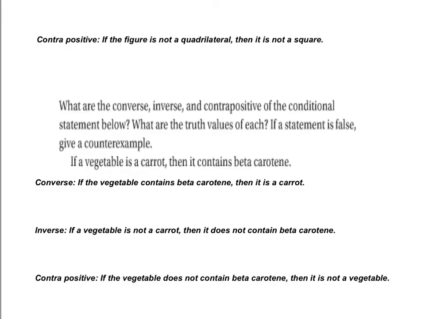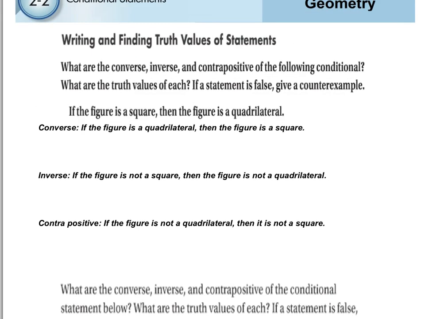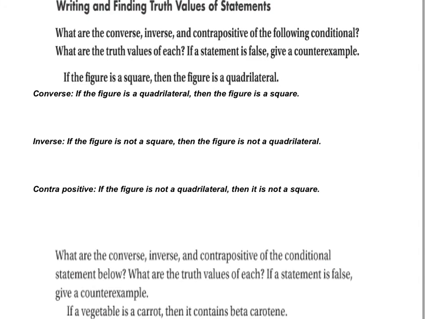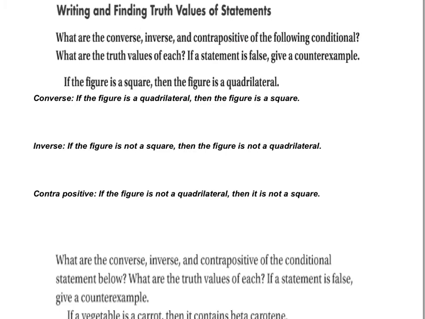Now, as we look at these, they're going to ask you to write the converse, inverse, and contrapositive of the following, give the truth values of each, and if a statement is false, give a counterexample. So here is the conditional: if the figure is a square, then the figure is a quadrilateral. That's the conditional statement.